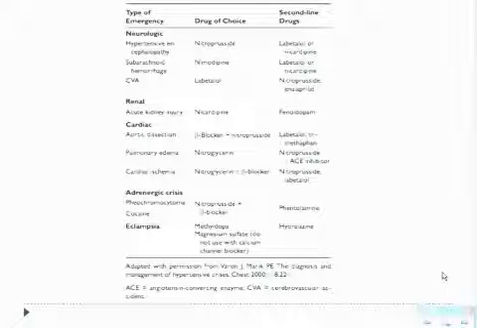Everything else I pretty much agree with here, because again, clinical experience dictates to me that sometimes things work. Okay, all right, that's it on that.